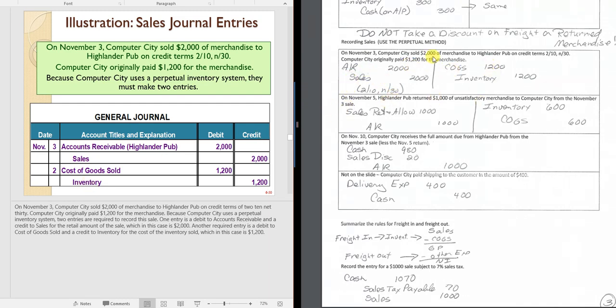So I sold it for $2,000. I have accounts receivable, sales. The amount I'm going to collect is $2,000. The amount I want on my income statement for sales is $2,000. But the merchandise cost me $1,200, so I'm taking it out of inventory with a credit. Inventory is an asset, so I credit it. And I put it into cost of goods sold, which is an expense, with a debit. So again, I made $800 on this: sales minus cost of goods sold.